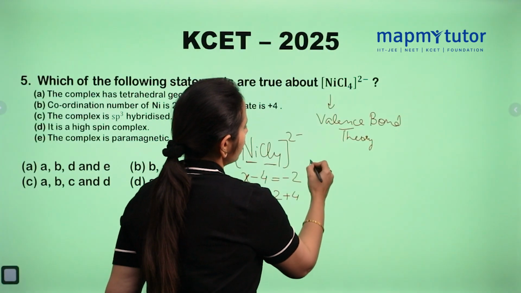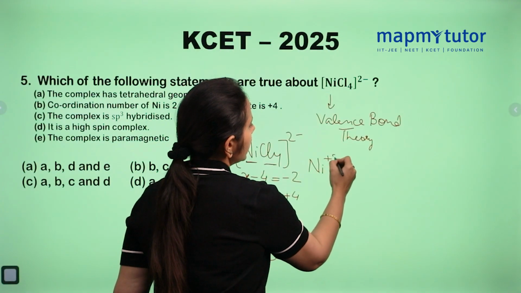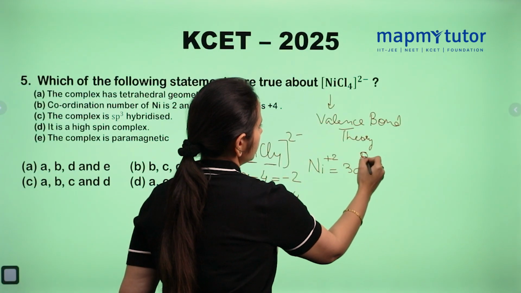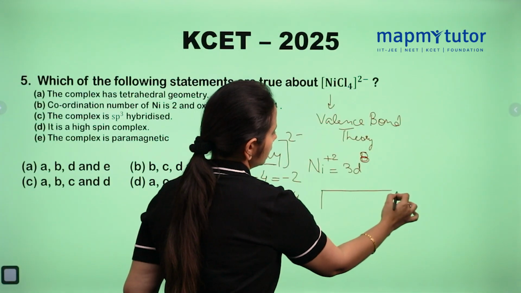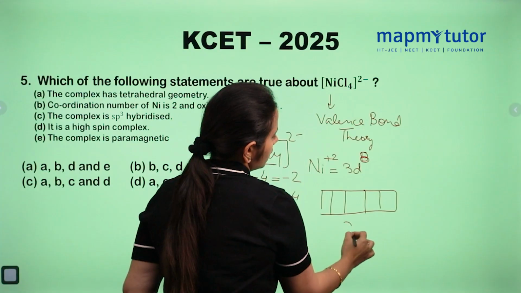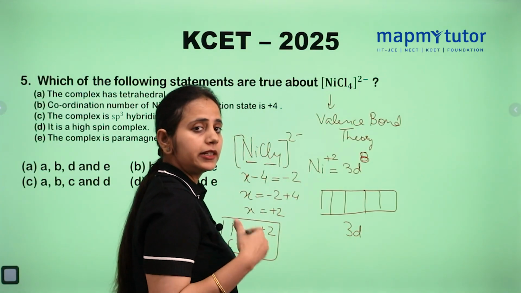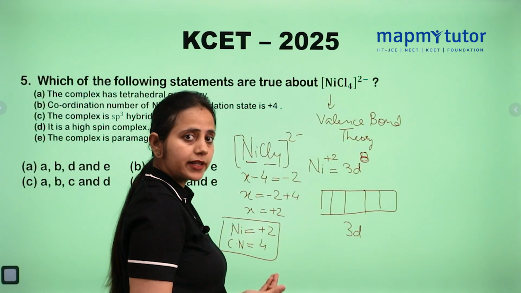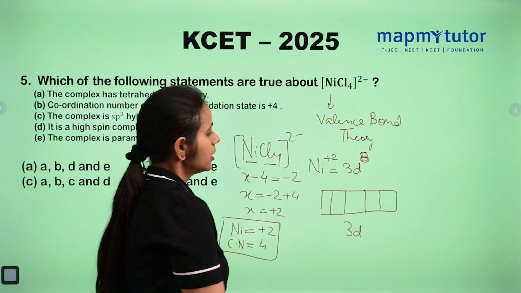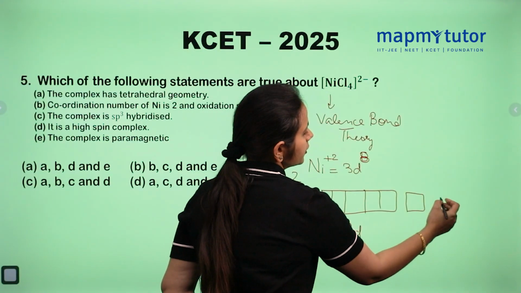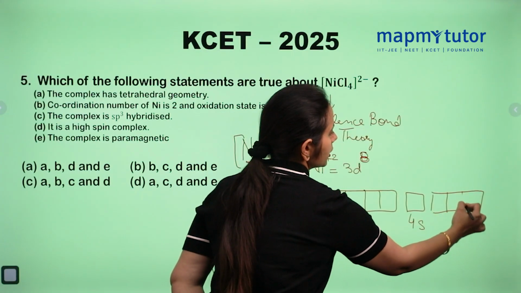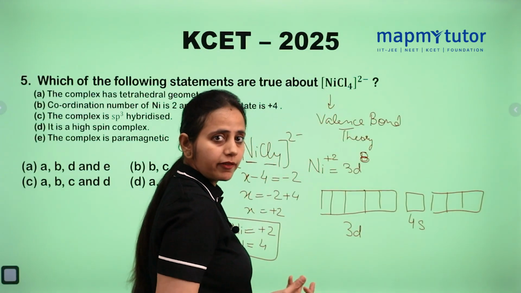For this, we will see the electronic configuration of nickel +2, that is 3d8. Let's draw it. d contains 5 orbitals. Which 5 orbitals are these? dxy, dxz, dyz, dx2-y2 and dz2. These are the 5 d orbitals. 4s. s contains only one orbital. And 4p. p contains 3 orbitals. Which are those? px, py, pz.